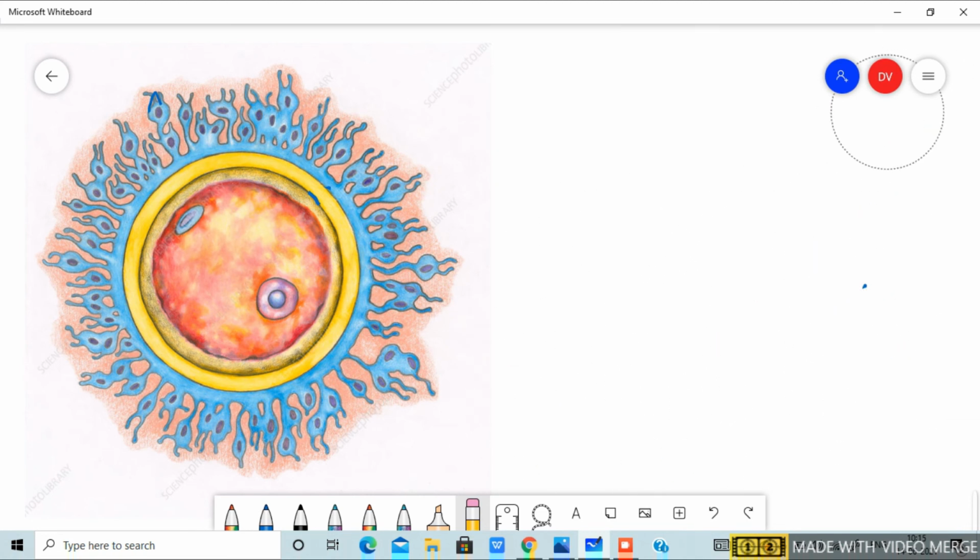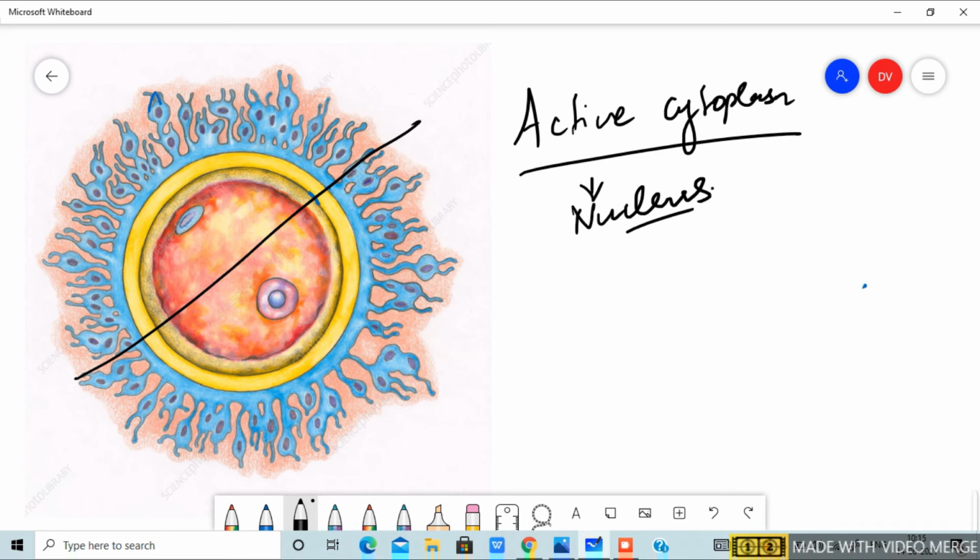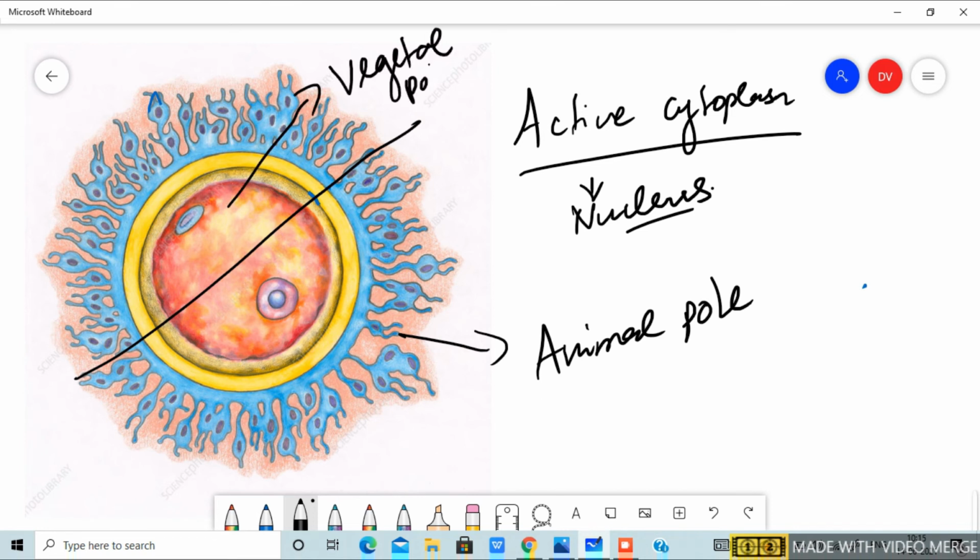So guys, can you see that one pole, one side of the egg, has this active cytoplasmic region? What do I mean by active cytoplasm, guys? Where they have the nucleus. That pole, that side of the egg, we call the animal pole. And the side where you do not have the nucleus but you have the yolk sac, that we call the vegetal pole. So there are two poles called animal pole and vegetal pole.